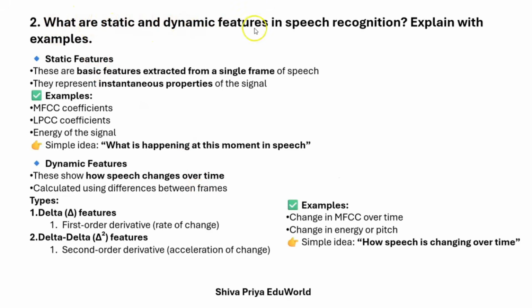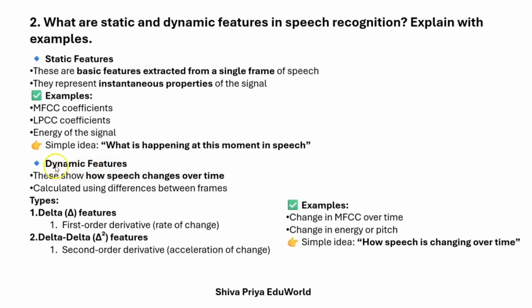What are static and dynamic features in speech recognition? Explain with example. Static features are the basic features extracted from a single frame of speech. Static means we have only a single frame of speech. They represent the instantaneous properties of the signal. Clear? For example, MFCC coefficients, LPCC coefficients, and energy of the signal. I'll tell one simple thing here: what is happening at the moment in speech? This is a static feature.